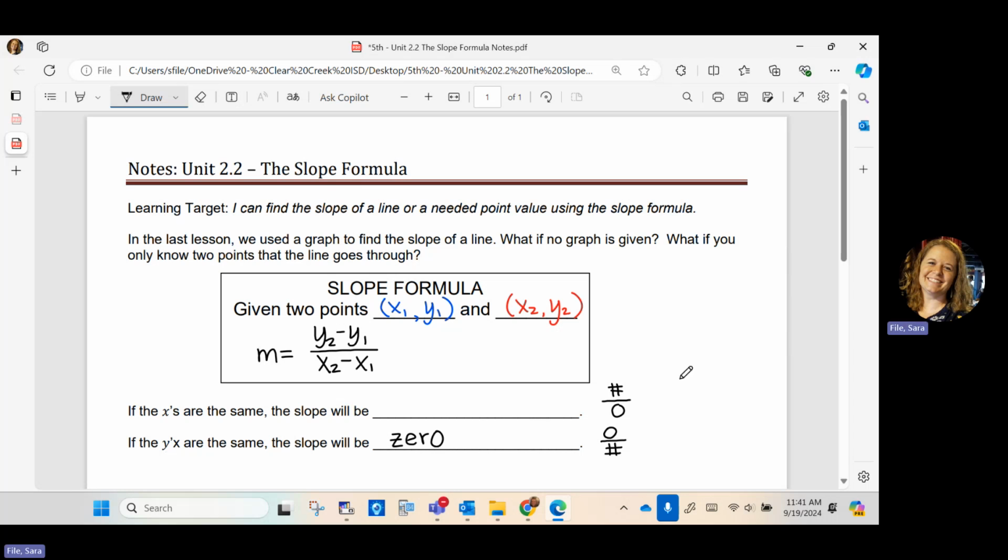But if I try to put a number divided by 0 in my calculator, I'm going to get an error. It's not going to let me do that because that is not possible. Remember, dividing is splitting into groups. You can't split something into 0 groups. So this one is undefined.